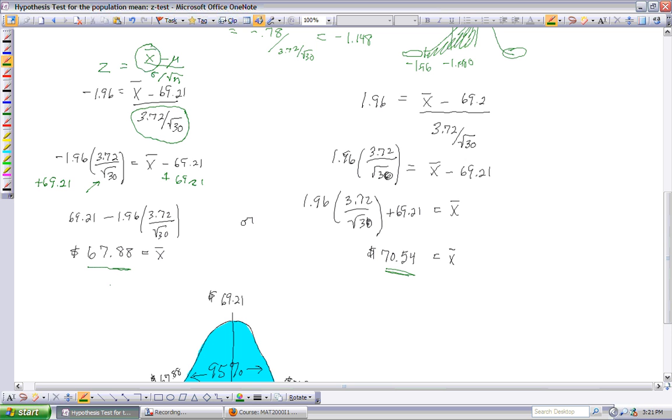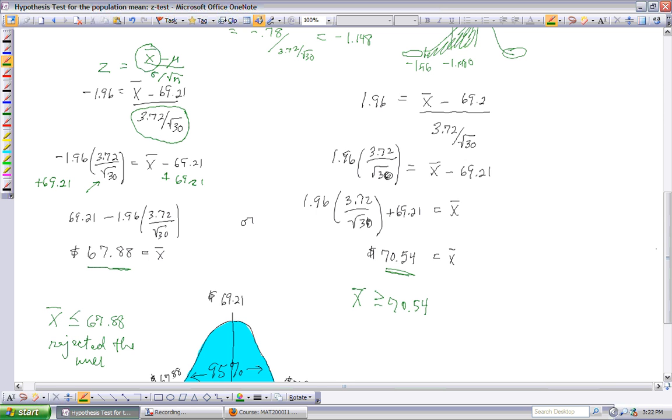So with a sample of 30, if x bar came out less than or equal to 67.88, then I could have rejected the null. Or on the other tail, the other end of the curve, if x bar was greater than or equal to 70.54, I also could have rejected the null.